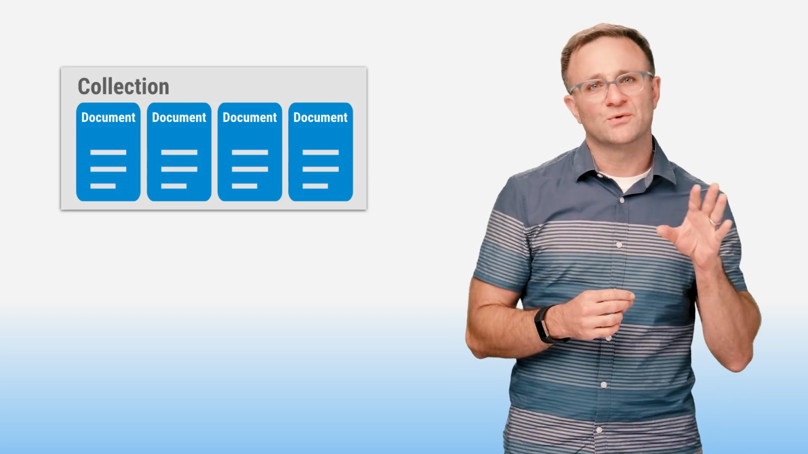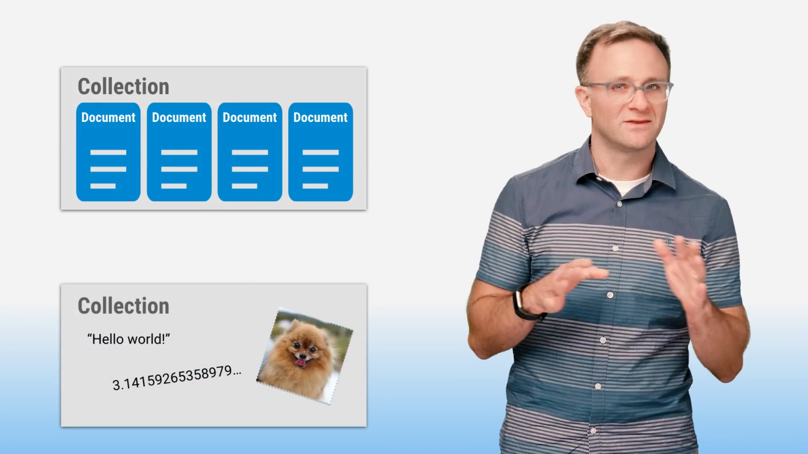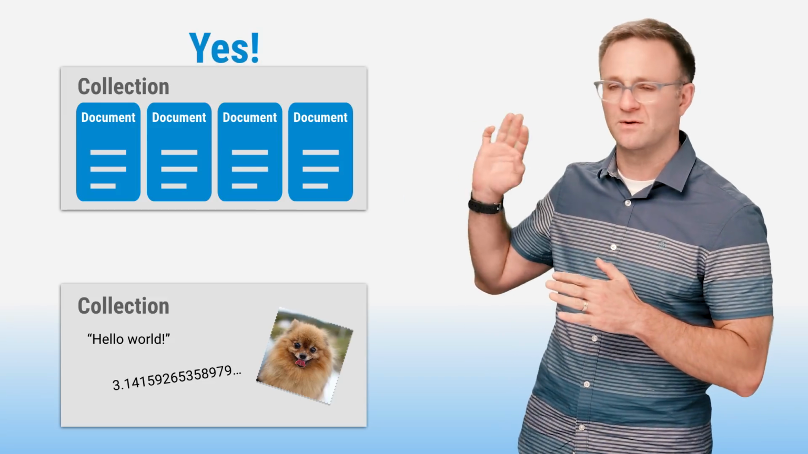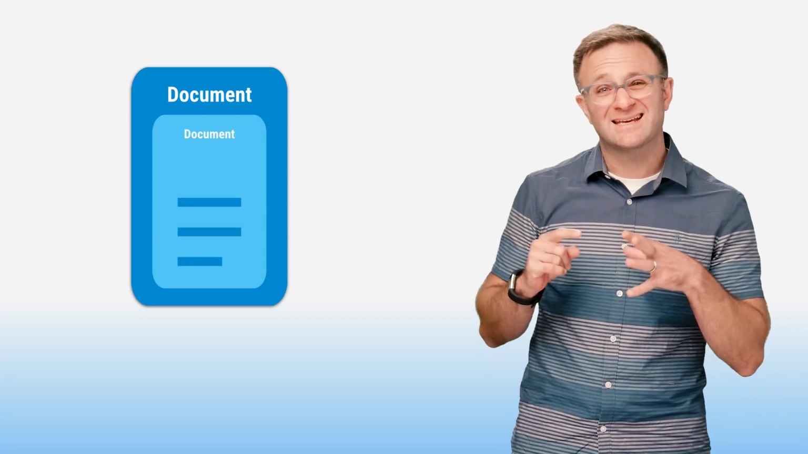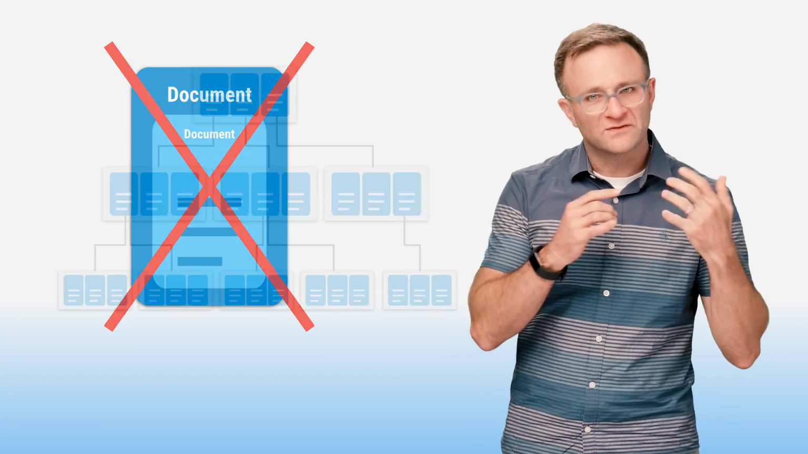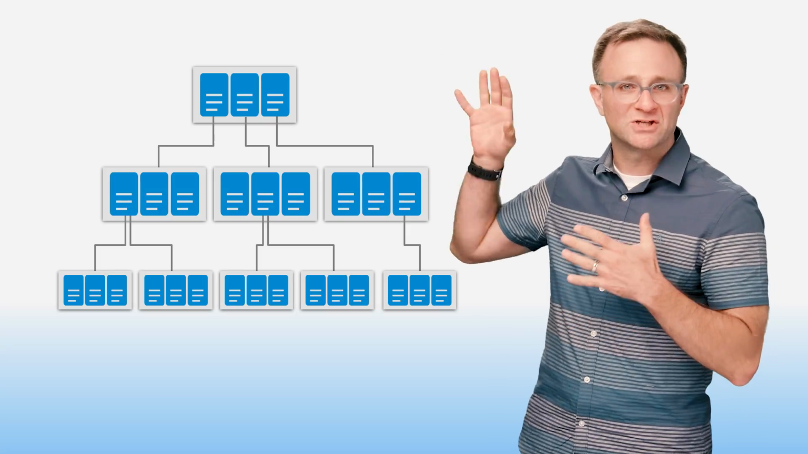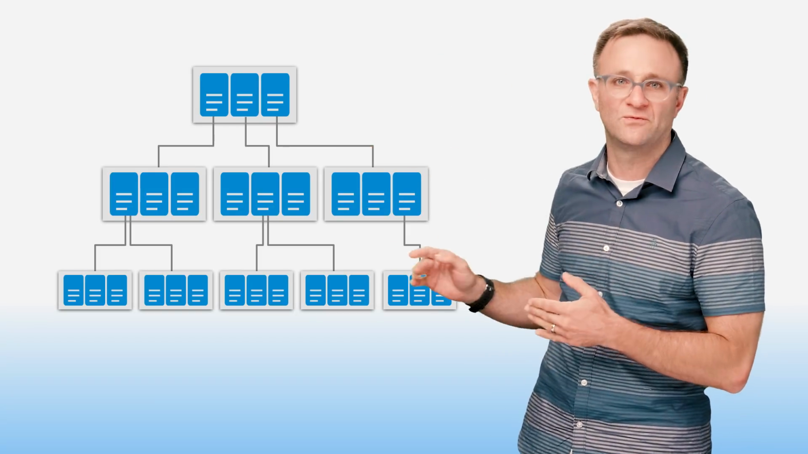Now there are a few rules around the use of these things. The first is that collections can only contain documents, nothing else. No collections of strings or binary blobs or anything else here. Second is that documents can't contain other documents, but they can point to subcollections. So it's very common to see a collection containing a bunch of documents, which then point to subcollections that contain other documents, and so on and so forth.